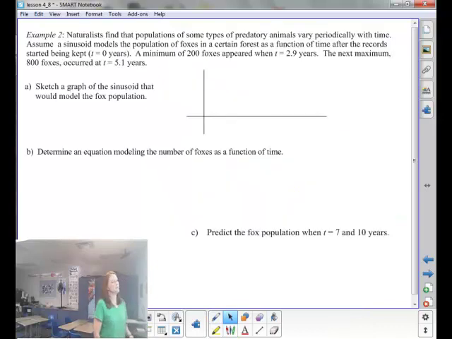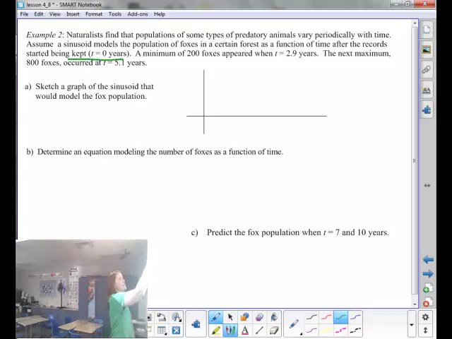Next idea. Okay, naturalists found that the population of some types of predatory animals may vary periodically with time. Sometimes there's more foxes, sometimes there's less foxes, based on how much food is available and things like that. Okay, so we're going to assume a sinusoid models the population of foxes in a certain forest as a function of the time after the record started being kept. So we'll call the time after the record started being kept time 0.